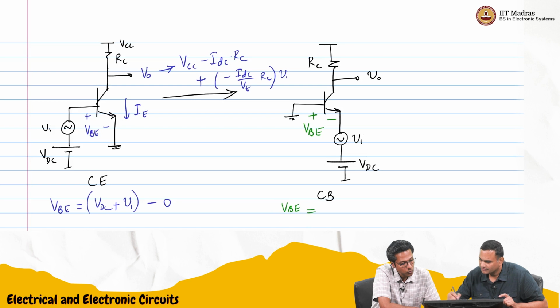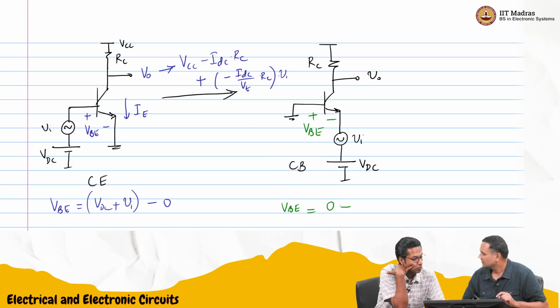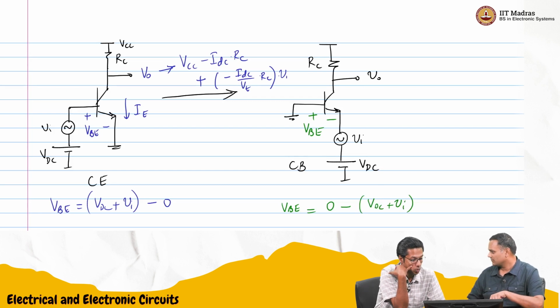Is actually 0 minus VDC plus VI. Oh, it is the negative of the previous one. Okay, right? So earlier it was VDC plus VI. Here it is minus of VDC plus VI.